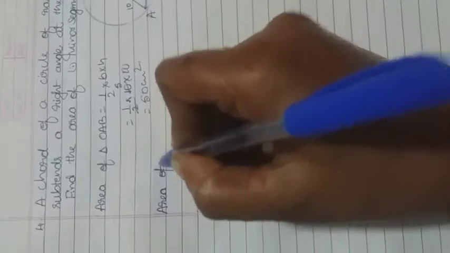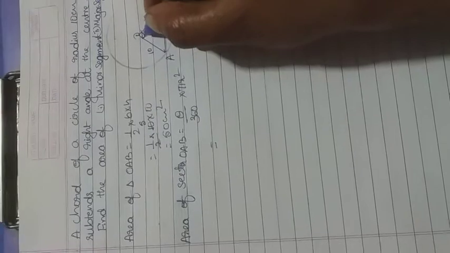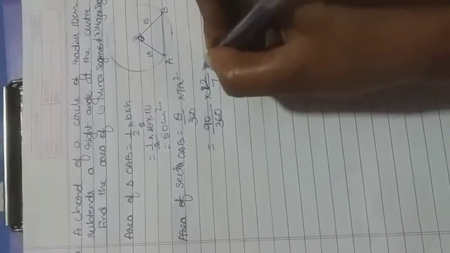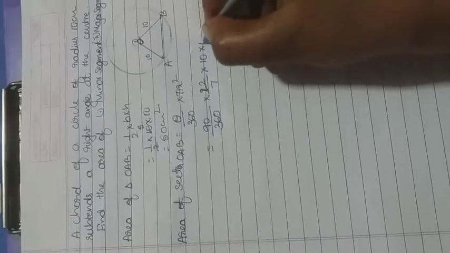Next we have to find the area of the sector. Area of sector OAB. So this is sector OAB. I think you know the formula: theta divided by 360 into pi r square. This theta is given because it is subtended at a right angle. Right angle means it should be 90 degree. So we take 90 divided by 360 into pi r square. Pi value is 22 divided by 7 and r is 10. R square means 10 into 10.